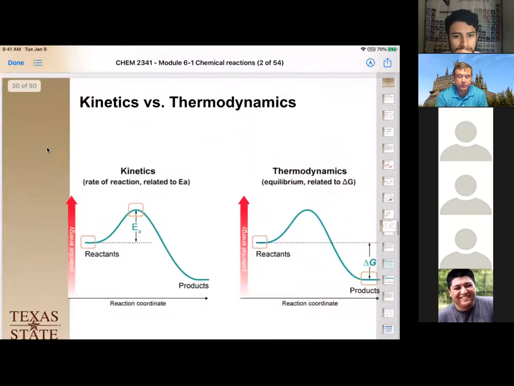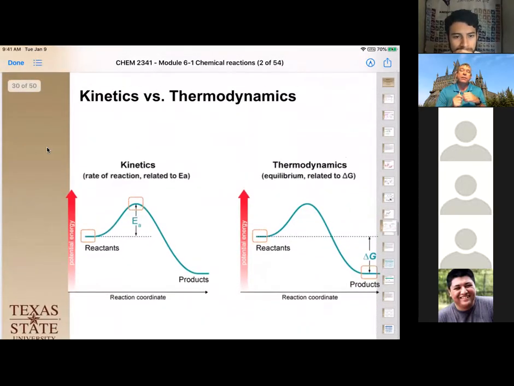All right, so what we've talked about so far is energy and rate, okay? Energy and rate are related to but different than kinetics and thermodynamics, okay? So kinetics are the rate of the reaction. Thermodynamics are the heat or free energy given off or absorbed in the reaction.